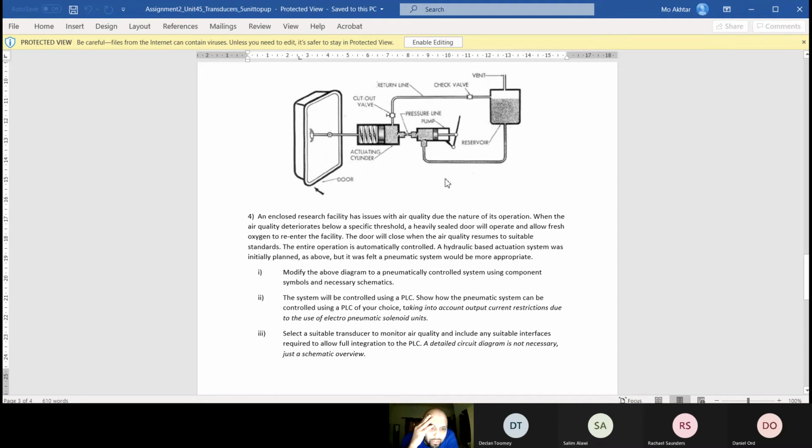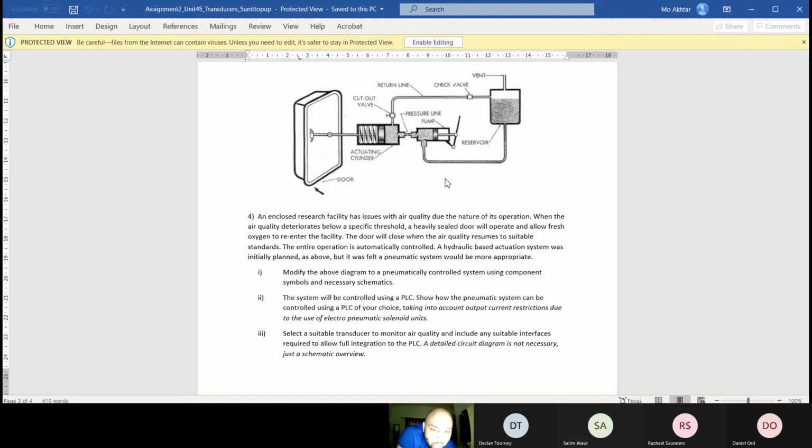An enclosed research facility has issues with air quality due to the nature of its operation. When the air quality deteriorates below a specific threshold, a heavily sealed door will operate and allow fresh oxygen to re-enter the facility. Also, this isn't a submarine, okay? This is taken from a submarine. The door will close when air quality resumes to suitable standards.